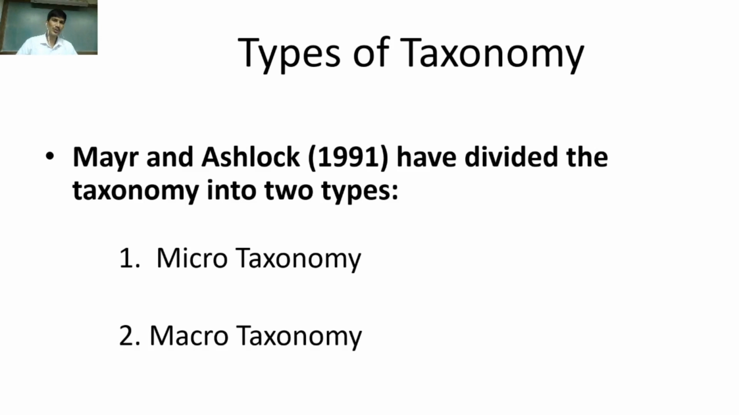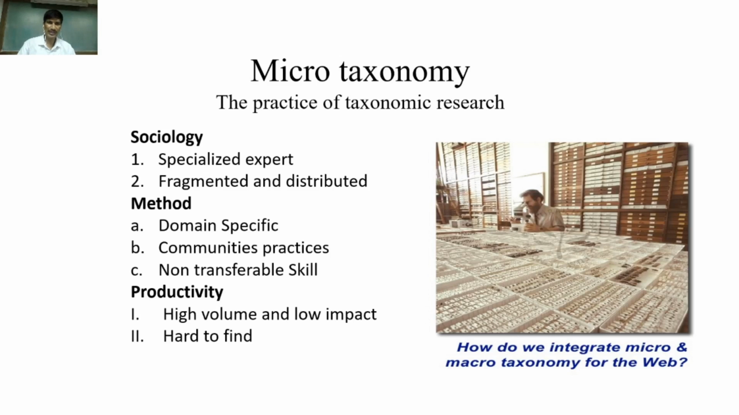Then we go through what types of taxonomy there are. Mayr and Ashlock in 1991 classified taxonomy into two parts: one is microtaxonomy and the other is macrotaxonomy. What does microtaxonomy mean? Microtaxonomy is the study of organisms at the single species level. Those scientists or researchers select only a single species to study for taxonomy purposes.